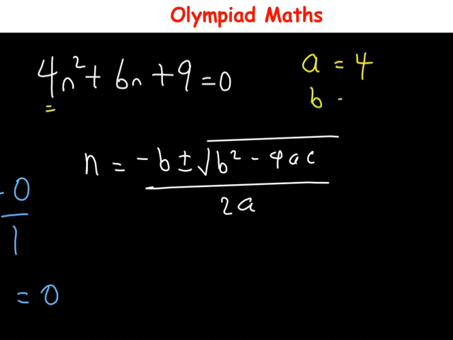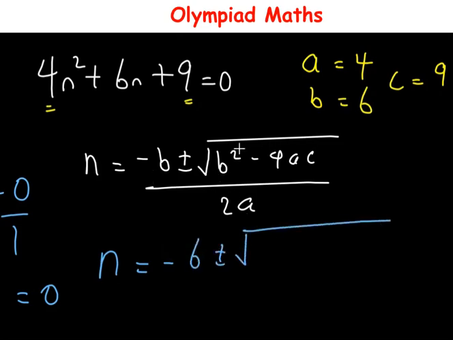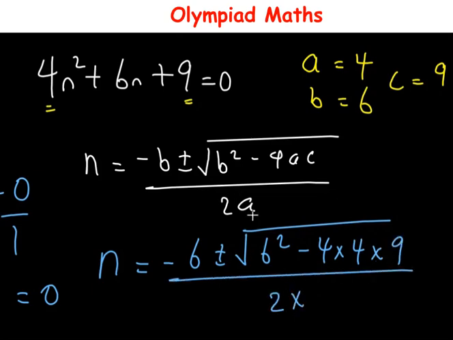The value of b is the coefficient of n, which is 6, and the value of c is the constant, which is 9, so writing down 9. So therefore, inputting the value of a, b, and c into this formula, what we have as the solution for n is equal to minus b, which is 6, plus or minus the square root of b squared, b is 6, so 6 squared minus 4 times a, which is 4, times c, which is 9, all over 2 times a, which is 4.